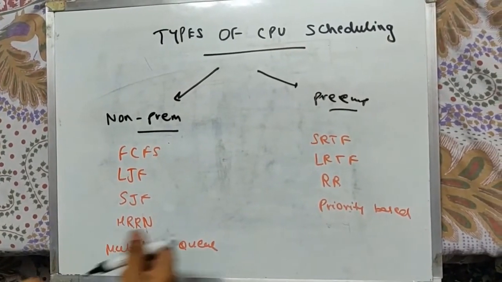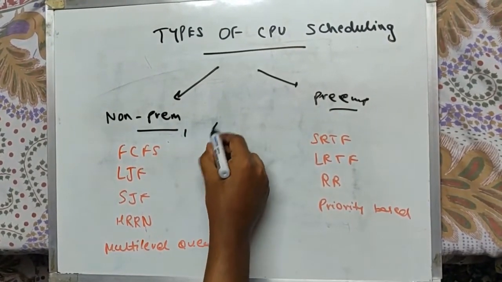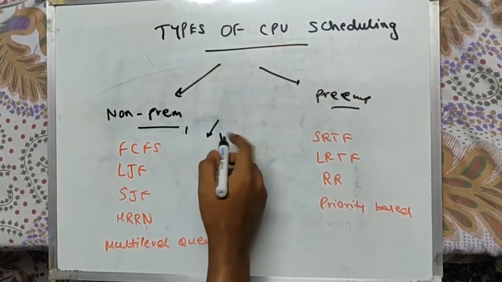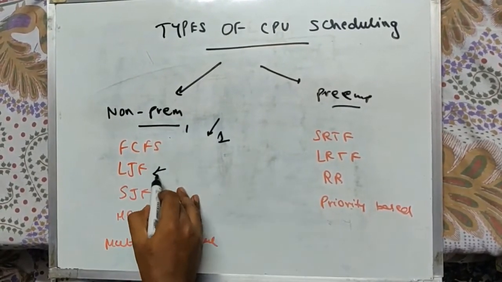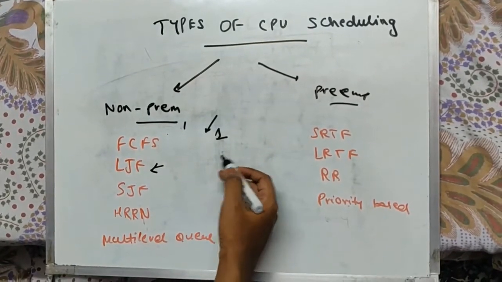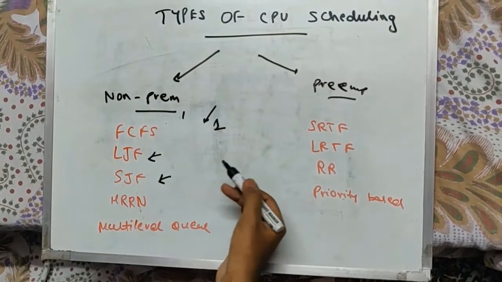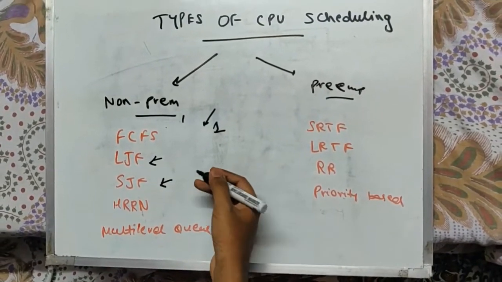First come first served in non-preemptive means whichever job comes first will be executed first, and it will be fully executed. Next is longest job first. The job having the longest burst time will be executed first. Shortest job first, again, the job having the shortest burst time will be executed first.